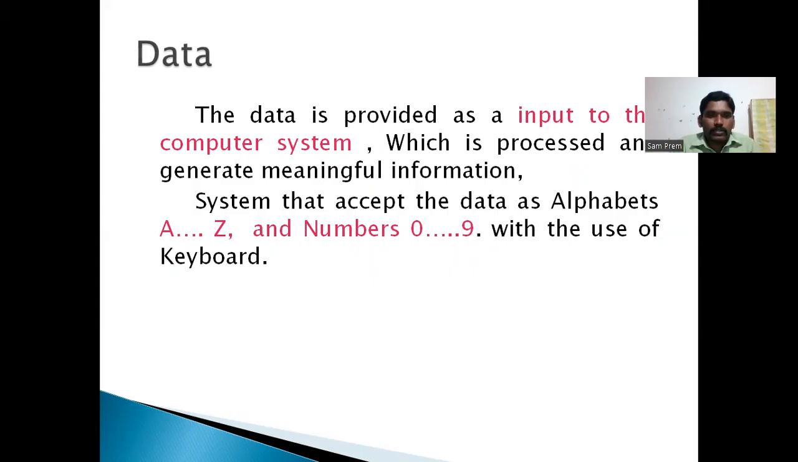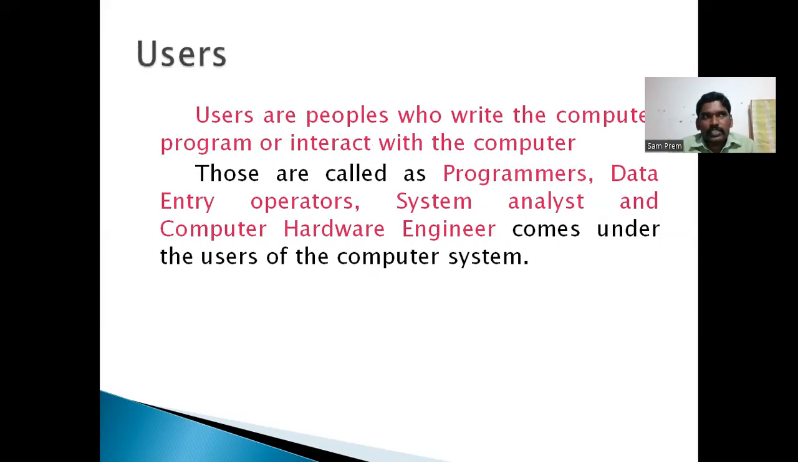Last one, user. A user is nothing but a person who interacts with the computer. Users include programmers, data entry operators, system analysts, and computer hardware engineers. These are the users of computers. So these four are the parts of the computer: first hardware, software, next data, and then user.